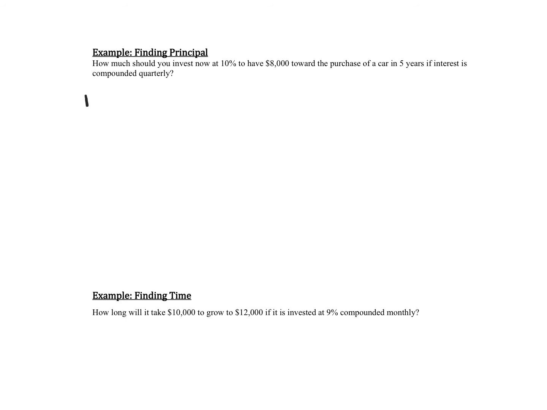So again, we're going to use the formula A is equal to P times (1 plus R over N) raised to the NT. And here they're telling me they want to know how much should you invest. So that initial investment is P. They want me to find P.